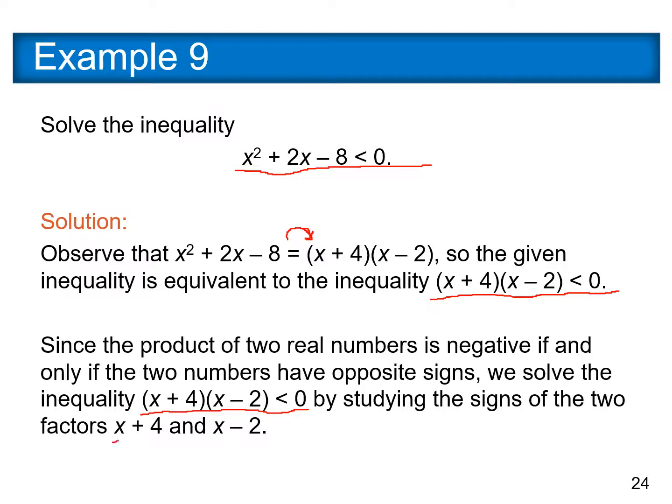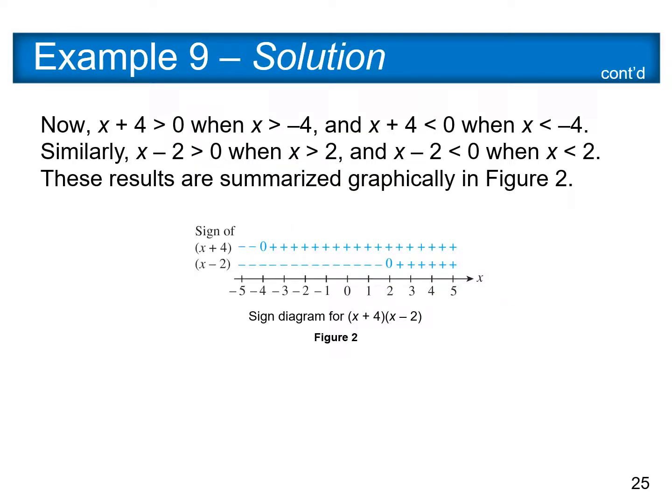I need to study the sign of x plus 4 and I need to study the sign of x minus 2. So for x plus 4 to be greater than 0, then x has to be greater than minus 4. And for x plus 4 to be smaller than 0, then x has to be smaller than minus 4. And what we see over here in red is that x plus 4, if x is minus 4, will be 0. To the left is negative, to the right is positive.